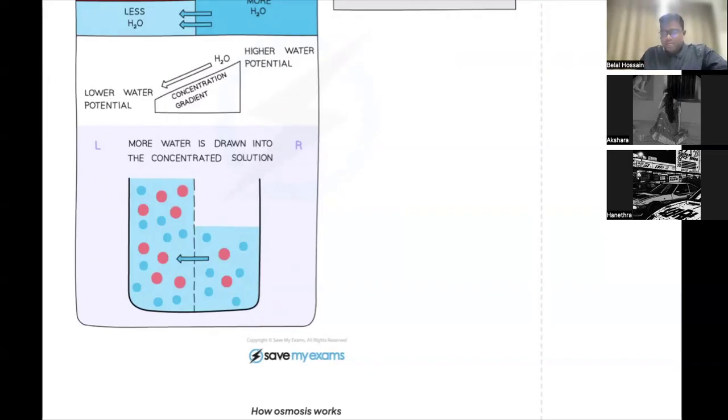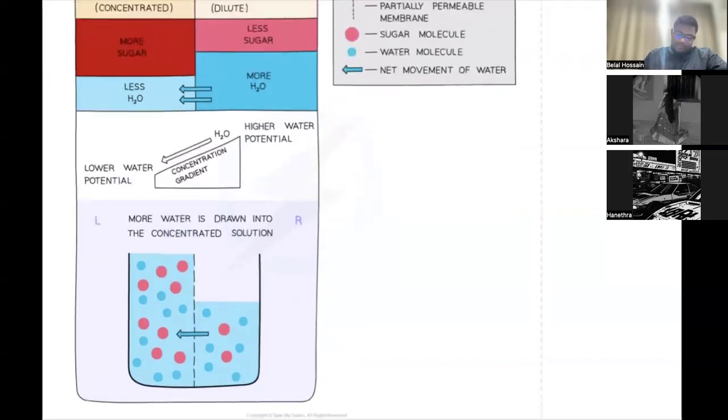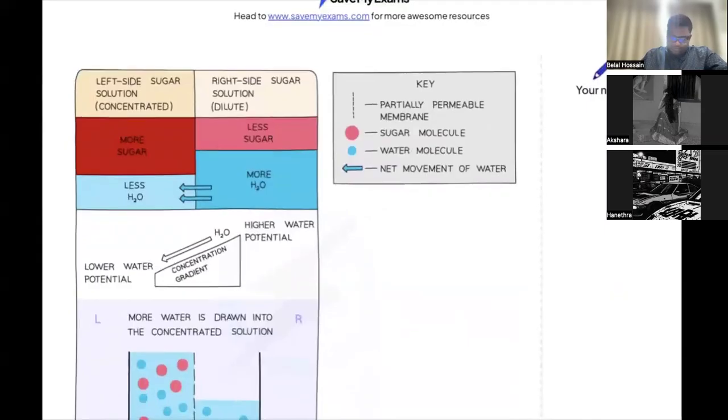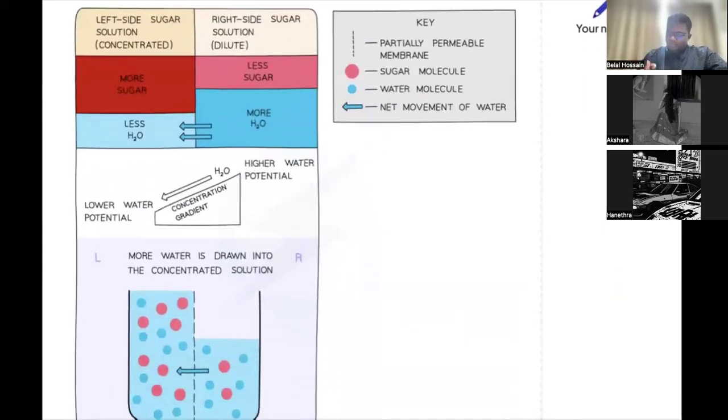Akshara, Hanitra, have you understood it? Yes. Yeah. Okay. Harshmita, sorry I forgot to mention your name. But anyways, I think you have understood it. If not, please do ask questions. This is the right time to ask questions, trust me. Okay.